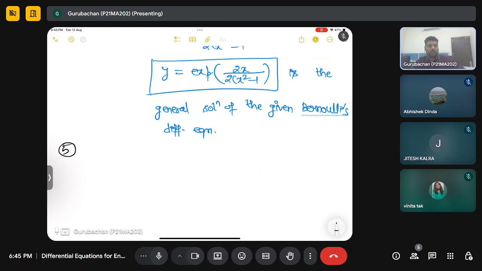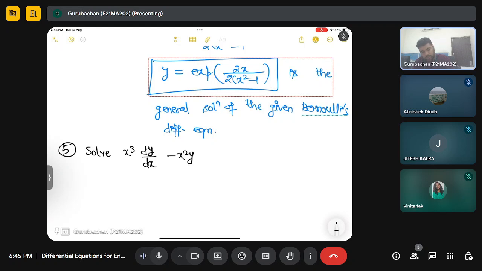5. So solve x cube dy by dx minus square root, cos x. This question is also similar to the last one. So try this one. This is again a Bernoulli form of some kind. We need to convert it into the standard linear form. So try this one.